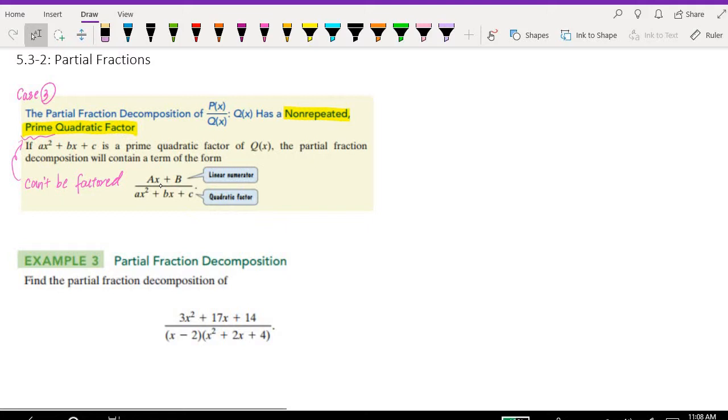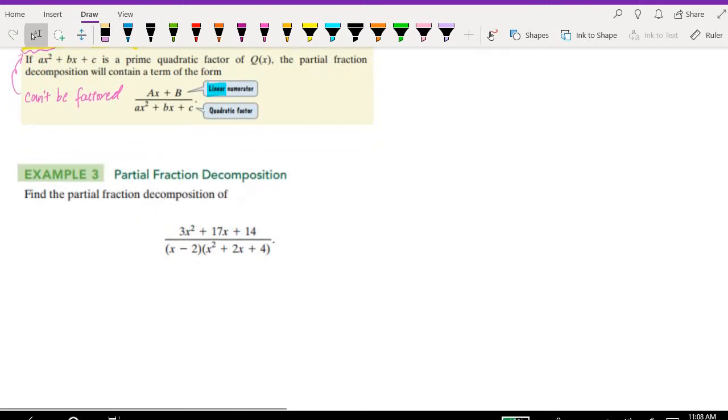If you look right here, we talk about linear. I'm just going to highlight linear really quick. You can think this way: if you have a quadratic factor in the denominator, the highest power is 2, and for linear, the highest power is 1. That's how you remember it.